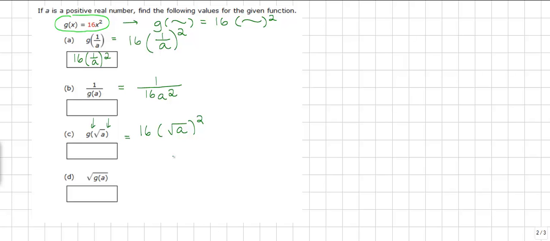You can if you want to. But if you make a simplification error, it's still an error. So I would caution you to leave things unsimplified when you can, when you're using WebAssign. Lastly, part D in this example is the square root of g of a. So this means the square root of the value g of a, which will be 16a squared. So the answer is the square root of the quantity 16a squared.